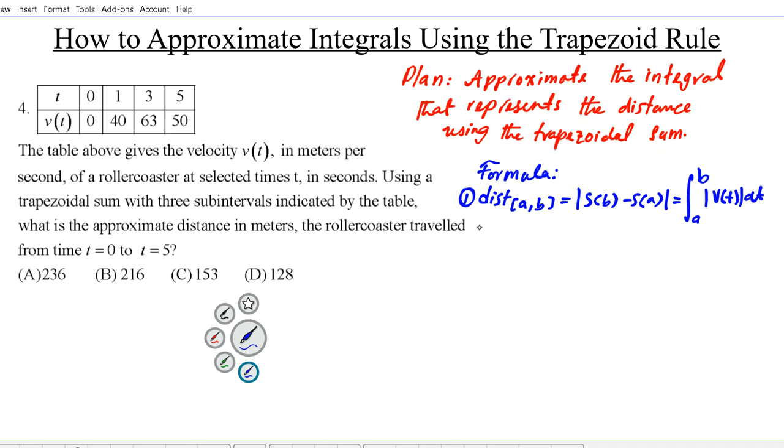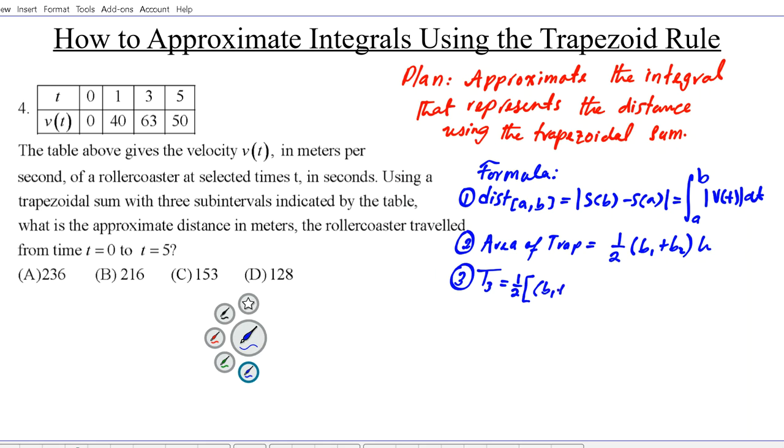The second formula you need to remember is the formula for the area of a trapezoid. The area of a trapezoid is 1/2 the sum of the parallel sides times the height. In this particular problem we're using 3 trapezoids, so the trapezoidal sum with 3 trapezoids is going to be 1/2. Since all 3 trapezoids have 1/2 as one of the factors, we can factor it out: 1/2 times base 1 plus base 2 times height 1.